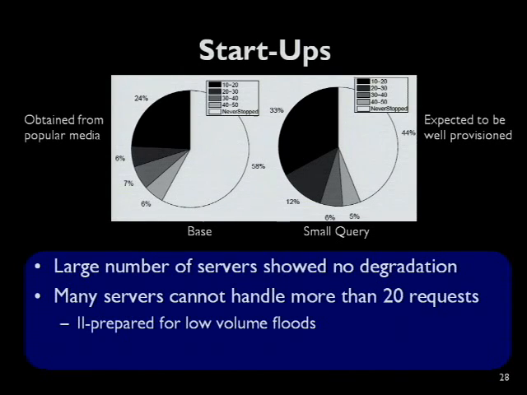Head and small query didn't show any degradation in response times, but we did see that about 24% and 33% in these two classes could not handle any more than 20 requests. So they're really not prepared for a success disaster kind of situation where all of a sudden they become popular and there are a bunch of requests at the server.